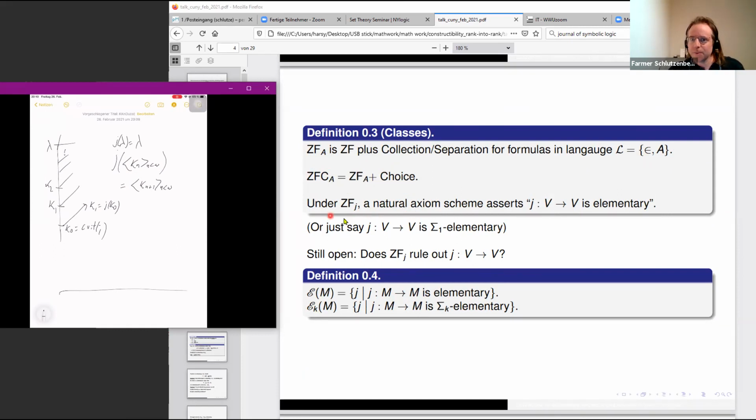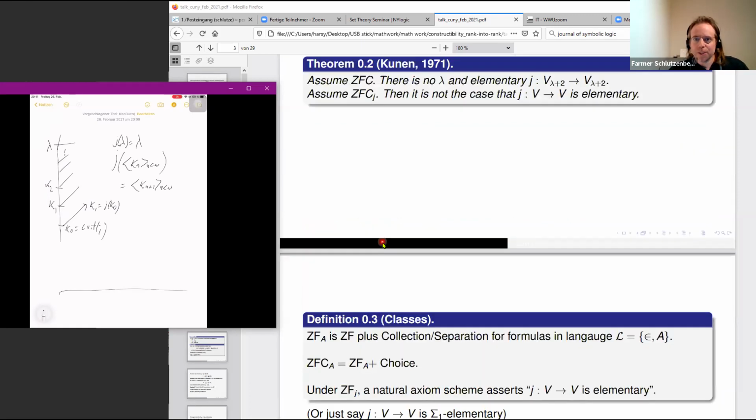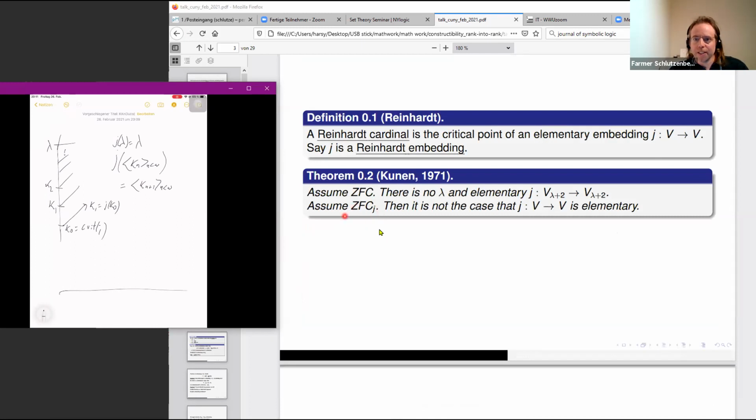And so if we take ZF J, J one of these symbols, there's a natural axiom scheme that asserts that J is an elementary embedding from V into itself. Actually, it suffices just to say that J is sigma 1 elementary, by a standard result that implies the full elementarity here, because we're also saying that V models ZF. So that's enough. Right, so that's what we actually used in the previous slide. We had ZFC J here in order to run this argument with the kappa n's and get the embedding V lambda plus 2 into itself.